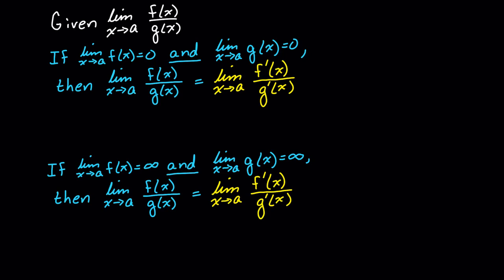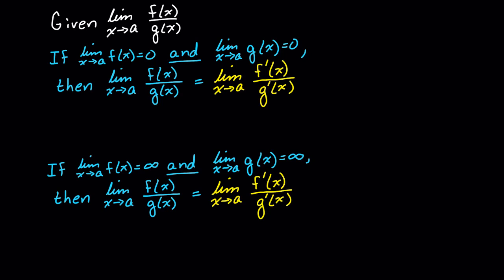And so what L'Hopital's rule says is that if this limit is going to be 0 over 0, then that is also going to be equal to the limit as x approaches a of the derivative of the numerator over the derivative of the denominator. And the same thing holds true if the limit of the numerator is infinity and the limit of the denominator is infinity. Then the limit as x approaches a of f of x over g of x is equal to the limit of f prime over g prime. And we're going to see how this is going to work out here in a minute.